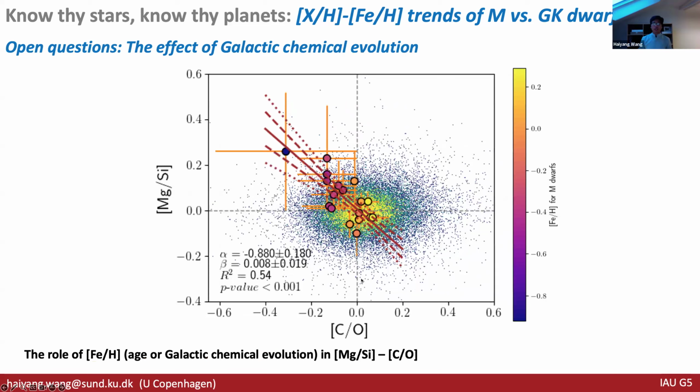Okay, so later we try to understand what's going on here. For example, how the metallicity plays a role, or in terms of age or galactic chemical evolution. Indeed, you see here the color bar by the metallicity. Clear to see here is that with the higher metallicity, the magnesium-silicon ratio also decreases, which also makes sense from the chemical evolution perspective. So this indeed shows that some of these physical reasons play a role in determining these differences.